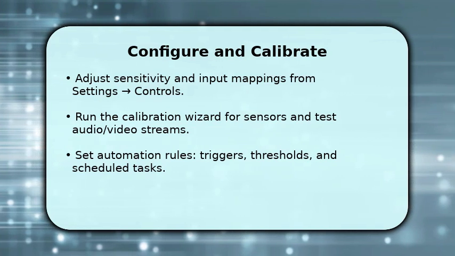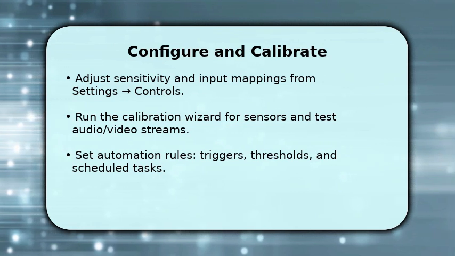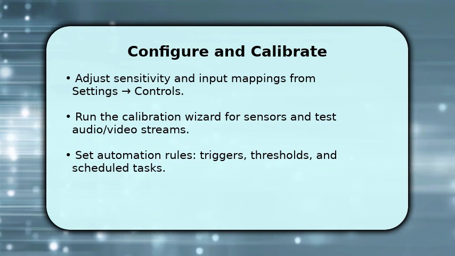Go to Settings and set control sensitivity, input mappings, and any shortcut keys you'll use. This prevents accidental overrides. Next, run the calibration wizard to align sensors, microphones, and camera streams. Follow on-screen prompts and test each feed.